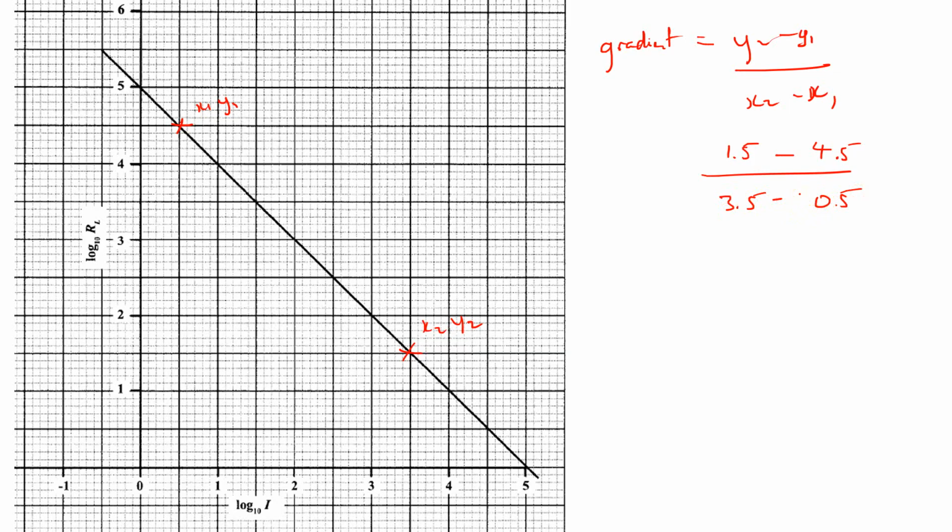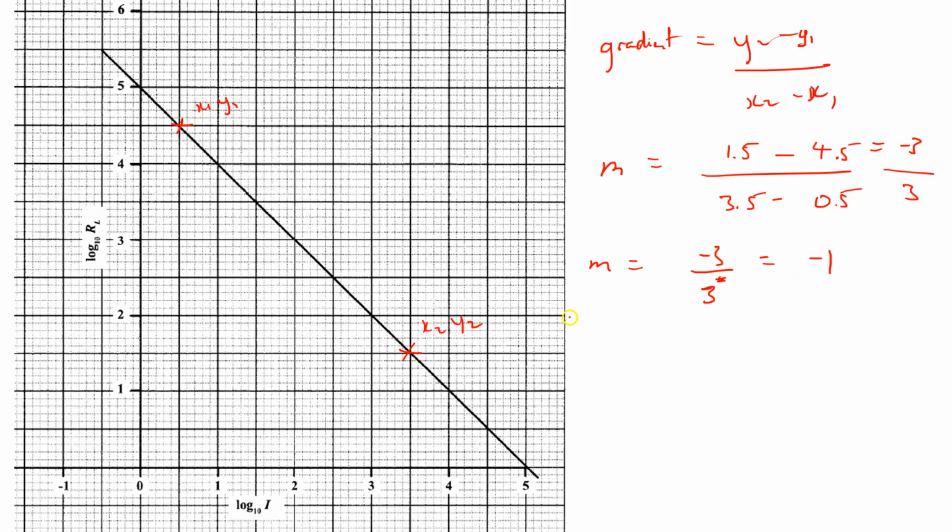So you can go ahead now and put it in your calculators, right? So we have 1.5 minus 4.5. We get -3, okay? And then now we're dividing that by, when we subtract this, we get 3. So m is equal to -3 divided by 3, right? So at the end of the day, we can see now that m is equal to -1.